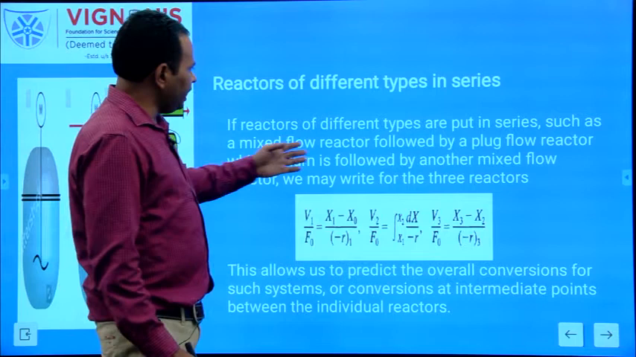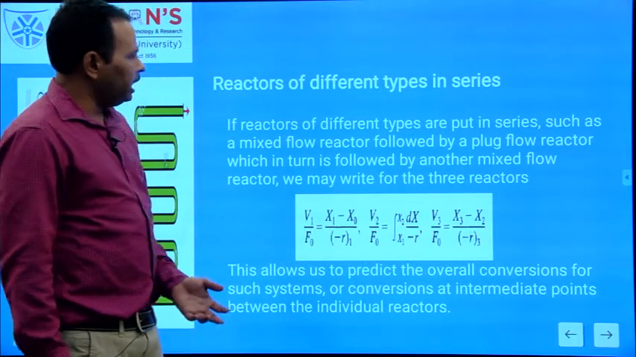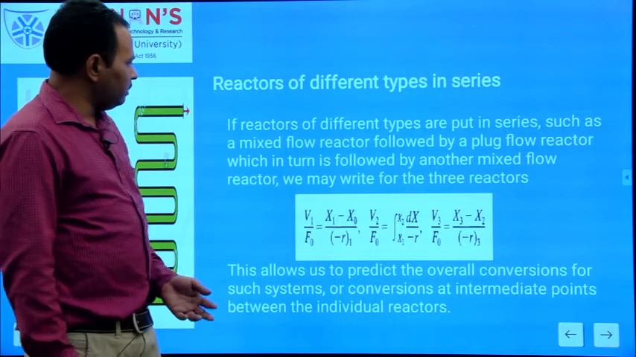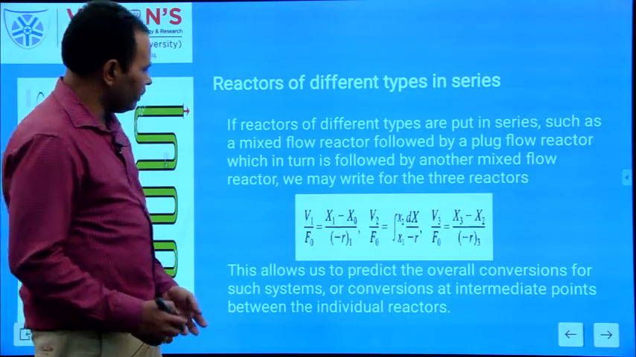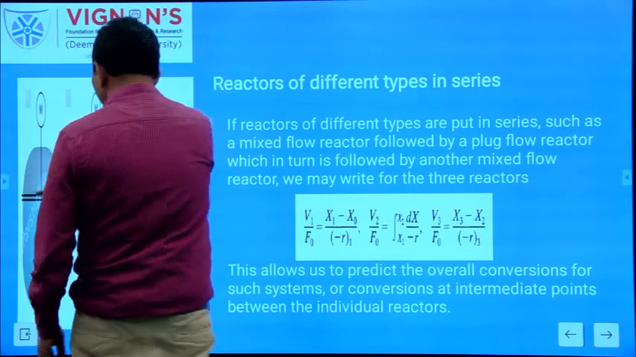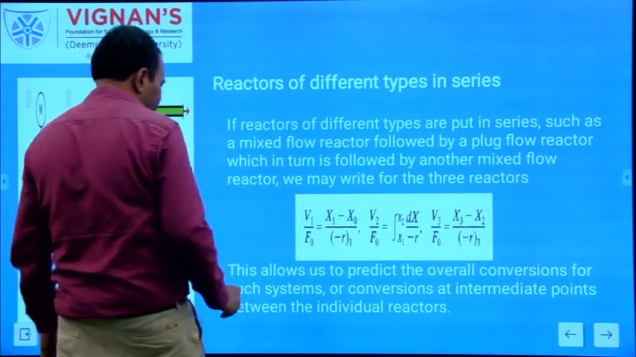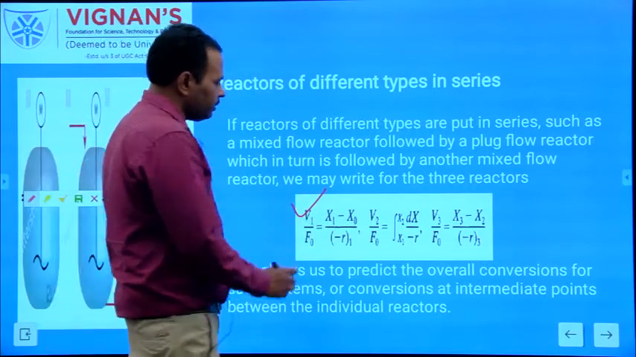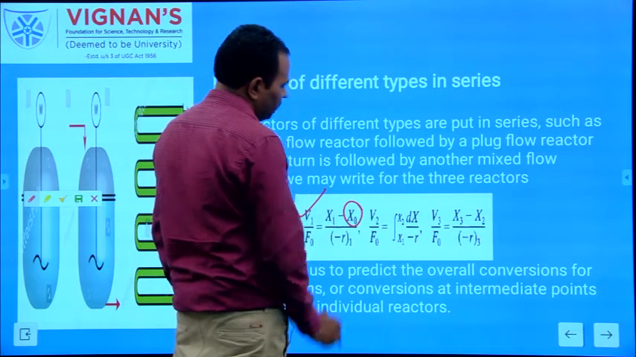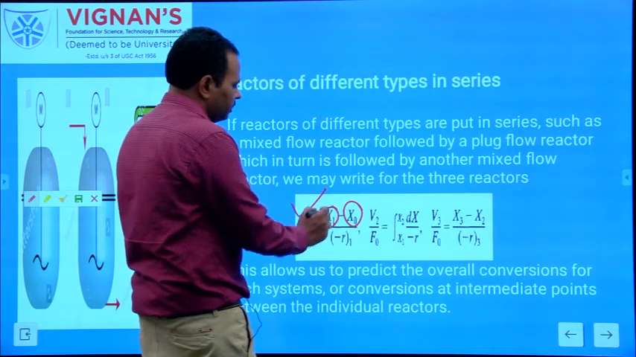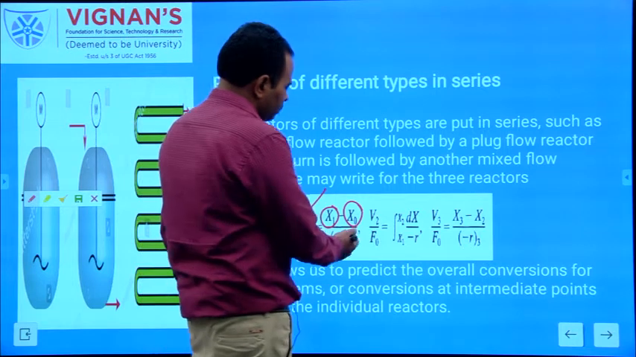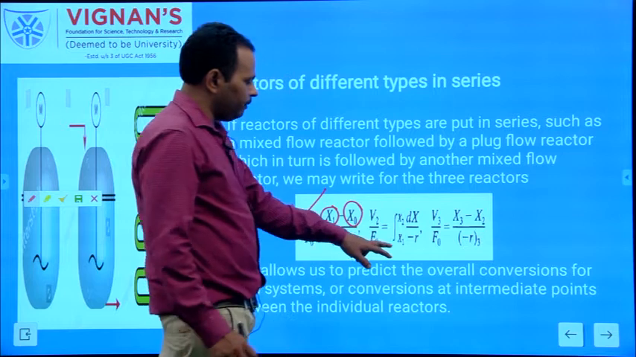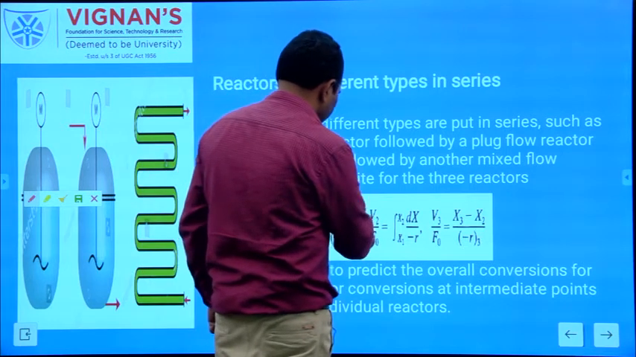Okay. So if reactors of different types are put in series, such as a mixed flow reactor followed by PFR, which in turn is followed by another MFR, like this, here we may write this equation as, for the first one, when you take this MFR, for MFR you already developed the performance equation, V1 by F0 is equal to X1 minus X0 by minus Ra. X0 is the conversion of the previous reactor, X1 is the conversion of the current reactor. Since previous reactor we do not have, the conversion is 0.